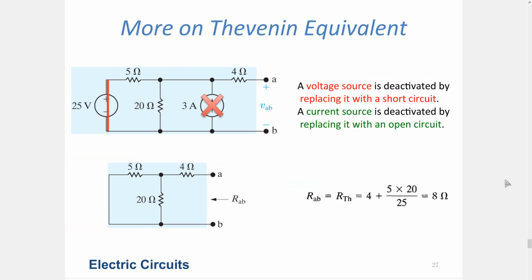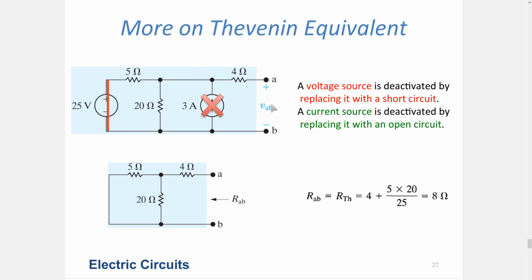So basically, when we are trying to find the computation for the open circuit voltage, you don't touch the circuit. Basically, you try to determine the voltage between the nodes A and B.